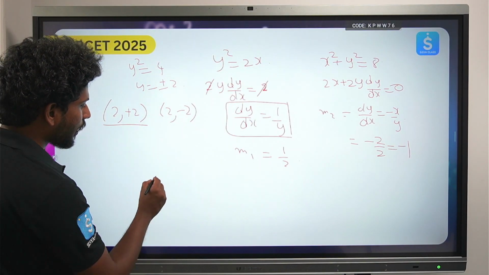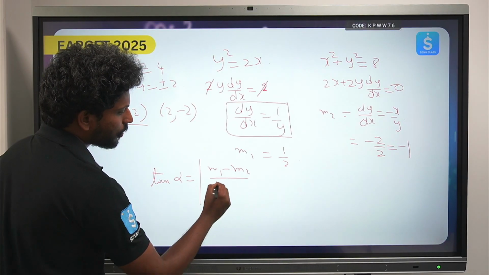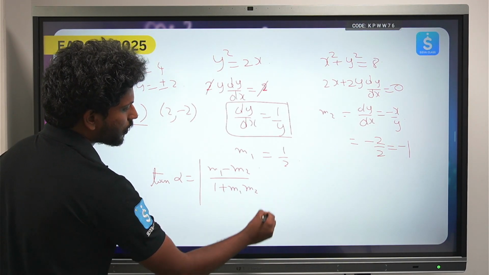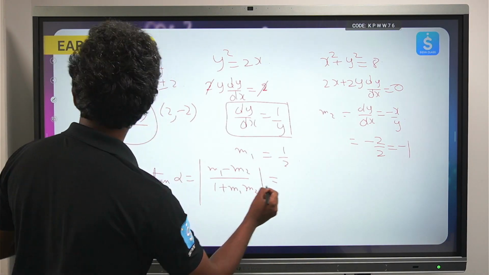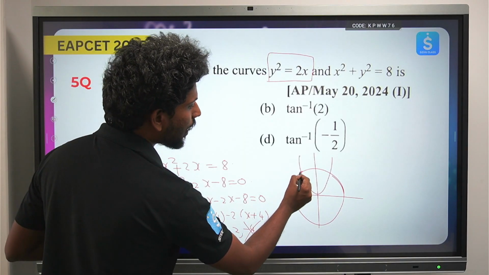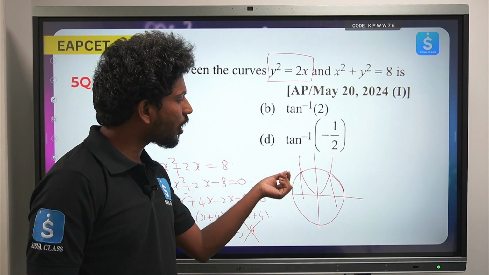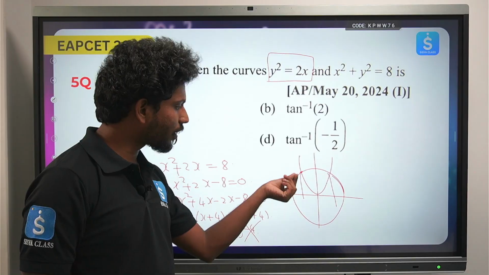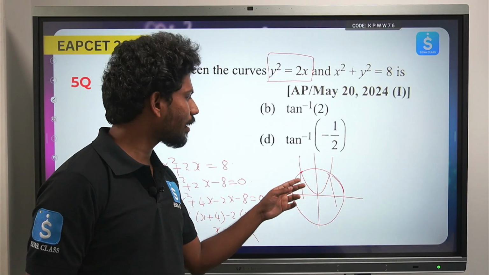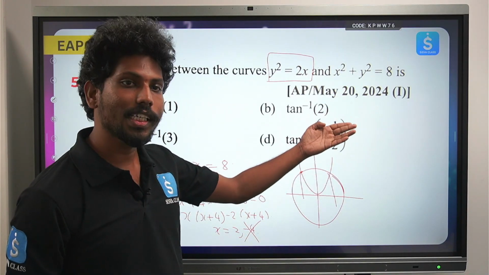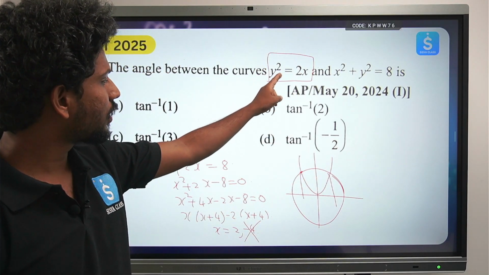Okay. So from here I have tan alpha equals modulus of m1 minus m2 by 1 plus m1 m2. First I consider one point and I'm trying to find the angle between the two lines. Because if you try to see the graph also, it has 2 points of intersection. Even if I draw the tangents at these 2 points of intersection, the angle remains the same, irrespective of the intersection point, because the parabola is symmetric as well as the circle is also symmetric.